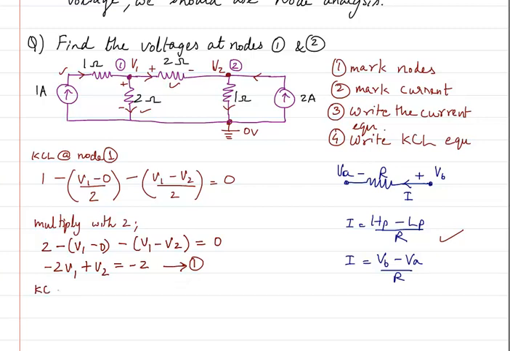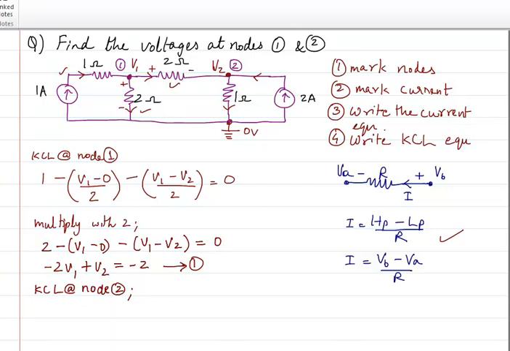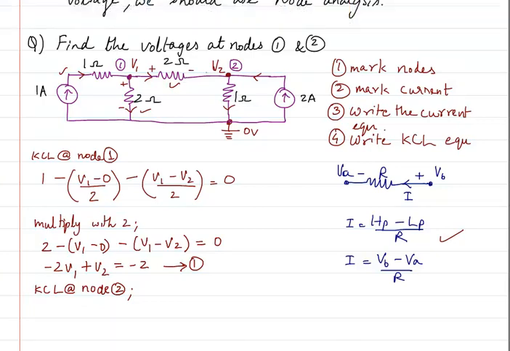Similarly, KCL at node 2. Now KCL at node 2, again I will write the equation for the second one. As you can see here, the incoming current is already drawn in this direction. Here it is going to go down, here it is incoming. So we will follow the same rule. Let us first write the incoming. It is incoming 2 amperes current, so plus 2.